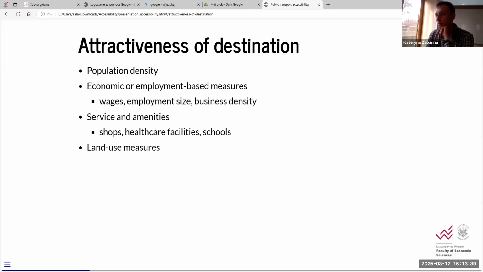More advanced is economic or employment-based measures. So some region is more attractive to travel if the wages are higher, if there are more firms that are hiring in this region, or there are more businesses inside. Or also popular way to measure attractiveness is service and amenities number. So it's simply number of shops, healthcare facilities, schools, or we can also use land use measures to capture some sort of proxy variable for economic activity.